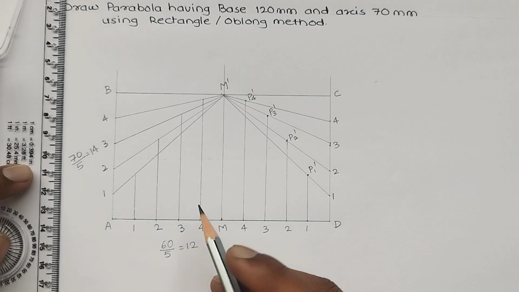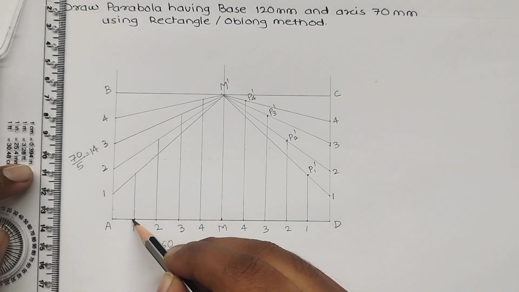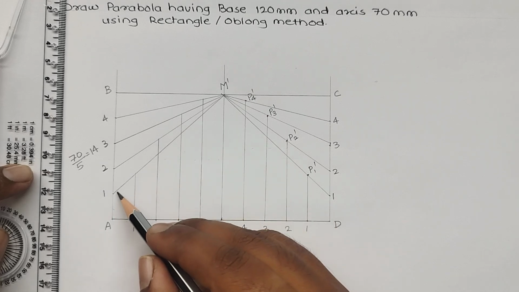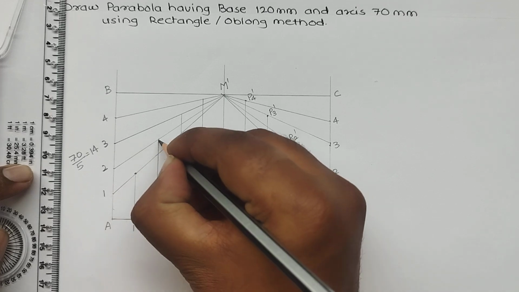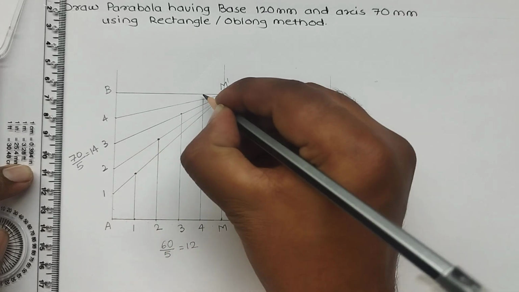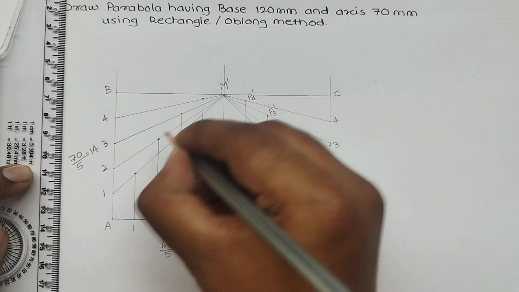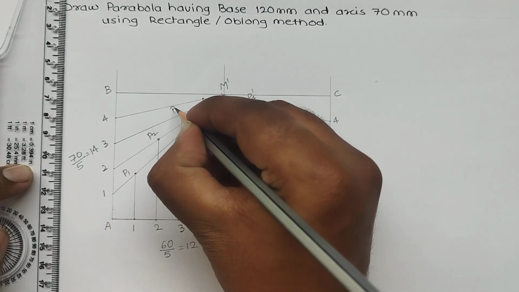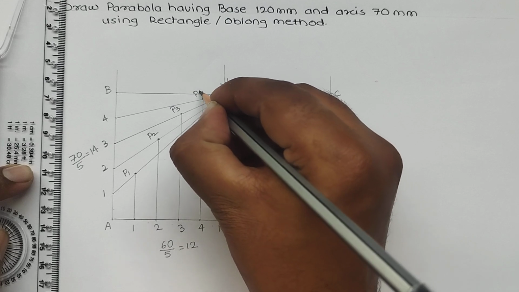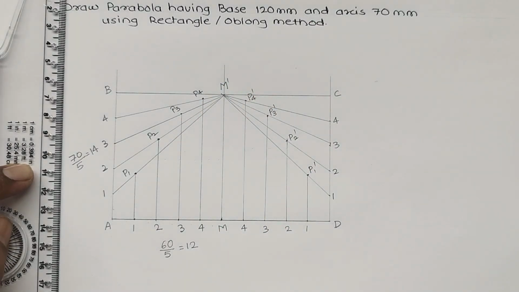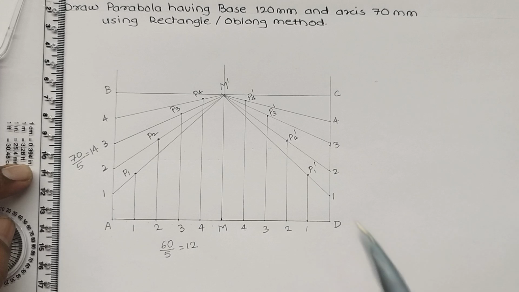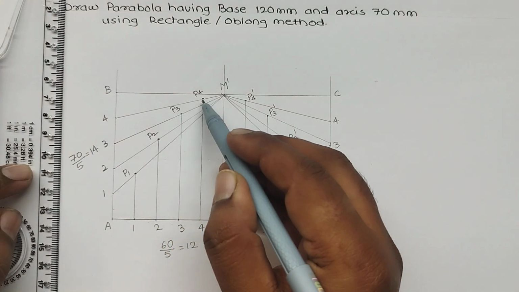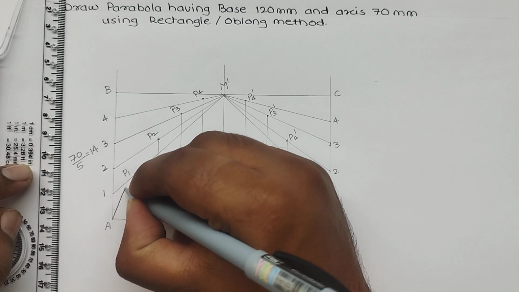See, I have drawn the vertical line from point 1 up to the line which is at 1 itself. Now I have to name it in this way: P1, P2, P3, P4. Now what I need to do is connect simply from point A to P1, P2, P3, P4 likewise.